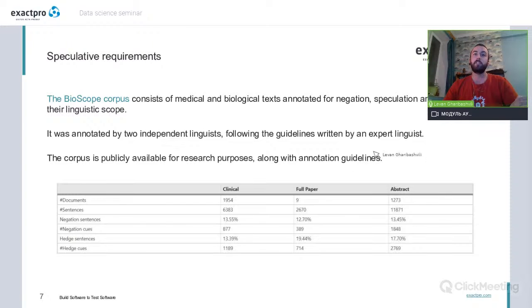And the guidelines also tell us how to mark the scope. It was annotated by 3 different linguists. One was an expert linguist who wrote these guidelines, and then the other linguists followed these guidelines and annotated this data set.